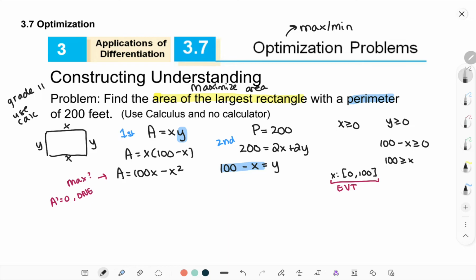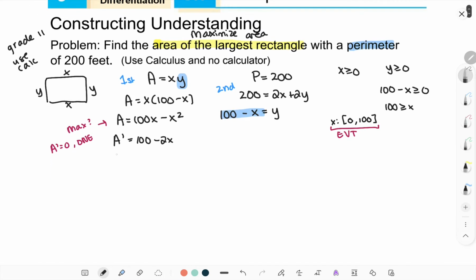So let's look at my derivative here. The derivative of A is going to be 100 minus 2x. I'm now going to solve for when this is equal to 0, because this thing will never not exist. Bring the 2x to the other side and divide by 2, x equals 50. So this is where I have a local potential max or min, maybe. It's just a critical point for now.